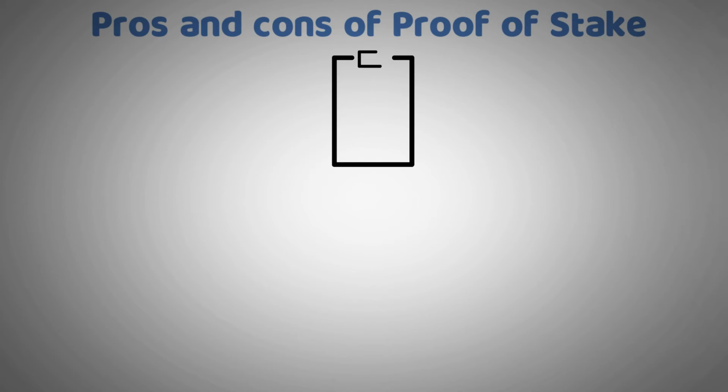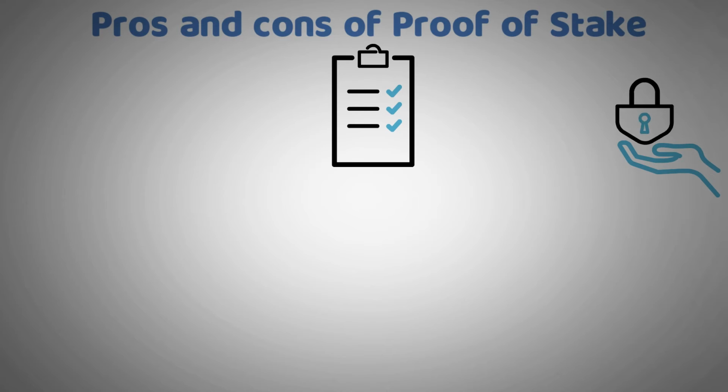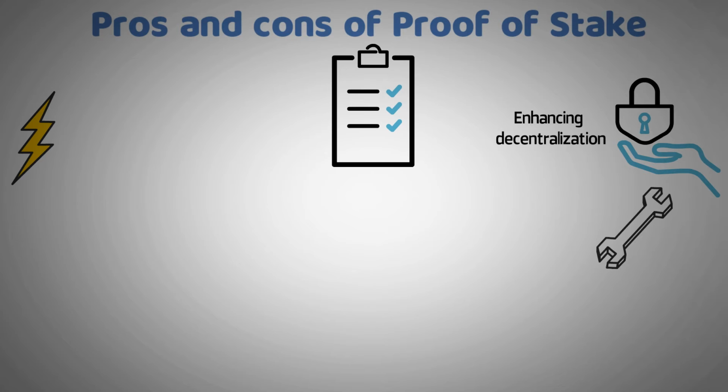Pros and cons of proof-of-stake. We'll now do a quick rundown of some of the merits and demerits of proof-of-stake. We'll start with the pros. 1. Proof-of-stake encourages scalability and security of the blockchain network, thereby enhancing decentralization. 2. It's more energy efficient compared to proof-of-work. 3. Proof-of-stake does not require expensive hardware equipment, so anyone can participate in staking to be a validator.